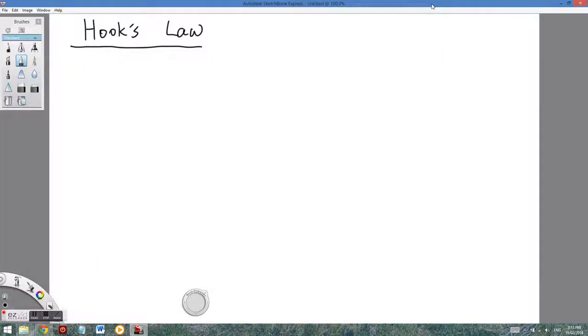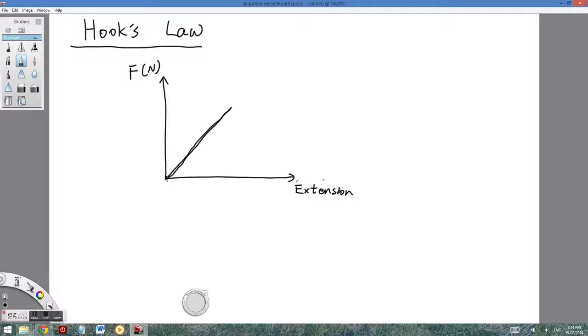So what Hooke discovered was this: for a spring, if we plot a graph of the force applied to the spring, in newtons, against the extension of the spring, it will be a straight line in its elastic region. It will be something like this. It will be a linear relationship.